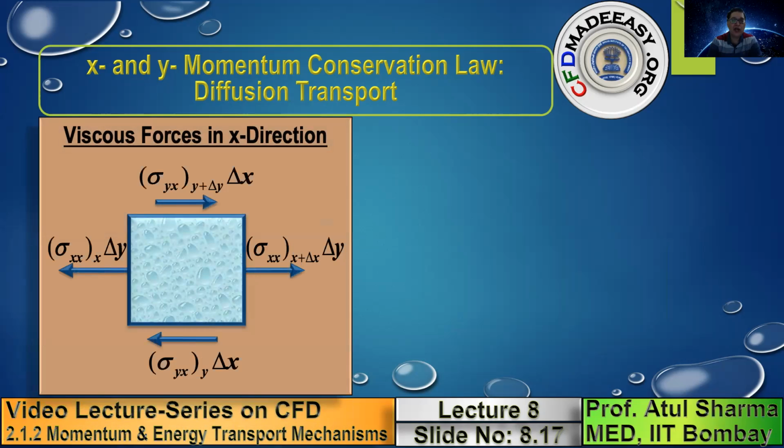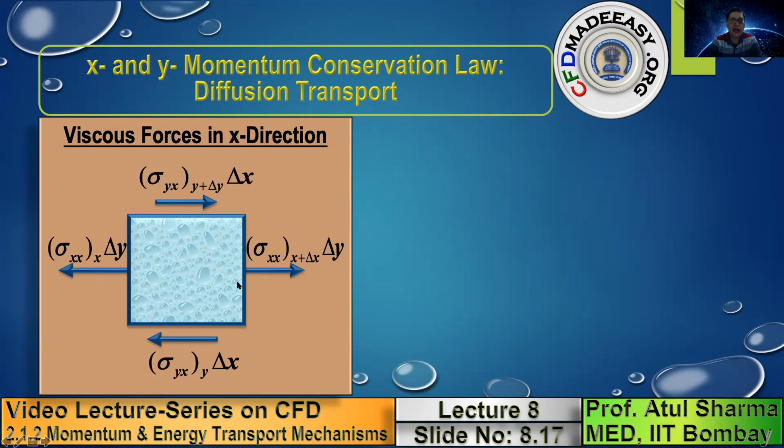Now the viscous forces are represented here by the product of the viscous stresses and the surface area. For vertical surfaces, the surface area is delta y, and for horizontal surfaces, the surface area is delta x. Note that the first subscript represents the plane in which it is acting, and the second subscript denotes the direction of the stress. The second subscript in all these stresses is x. That's why all the viscous forces are shown in the x direction, so all the arrows are in the horizontal direction.